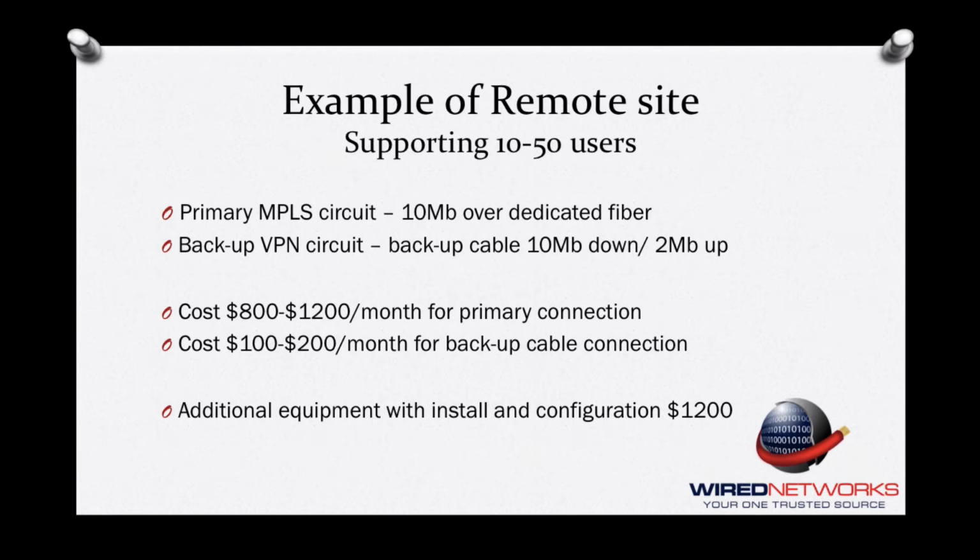Cost will be anywhere from $800 to $1,200 a month for the primary connection, and the cost for the backup anywhere from $100 to $200 a month. Additional equipment, there will be an install and configuration for the backup, and in most cases there's going to be a primary, so for the backup VPN. And that'll run anywhere from, let's say, conservatively $500 up to maybe $1,500, depending on where you are.